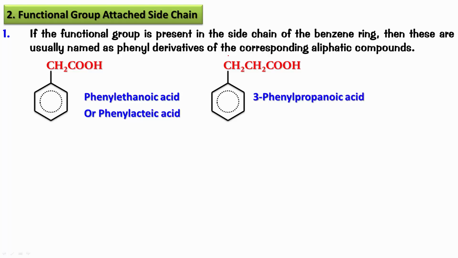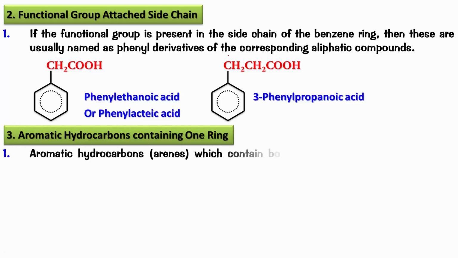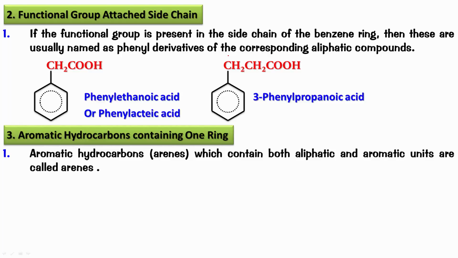Now what happens if hydrocarbons are attached to the benzene ring? That means if you have a benzene ring having only hydrocarbons attached to it. So aromatic hydrocarbons containing one ring. So in such a case, they are again derivatives of benzene. These are called arenes. These compounds are called arenes. So aromatic hydrocarbons which contain both aliphatic and aromatic units are called arenes. And they are named as alkyl benzene.